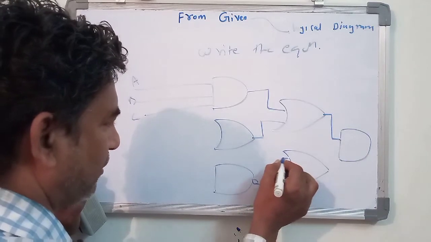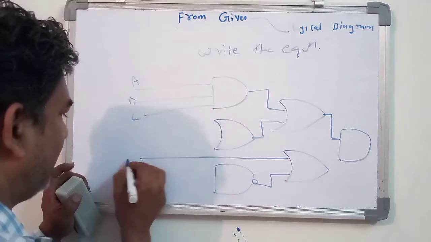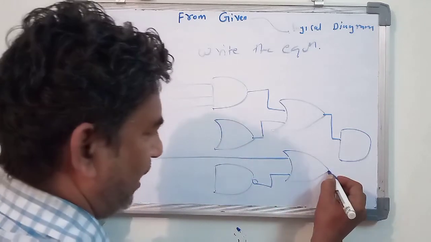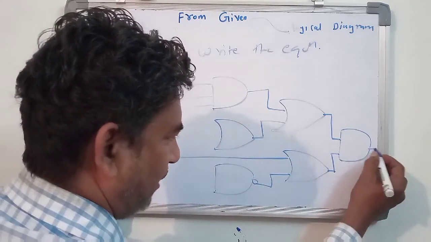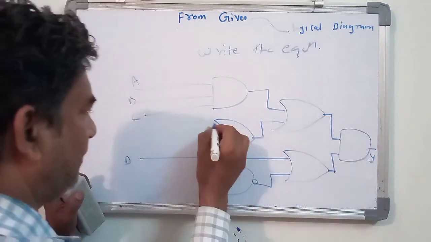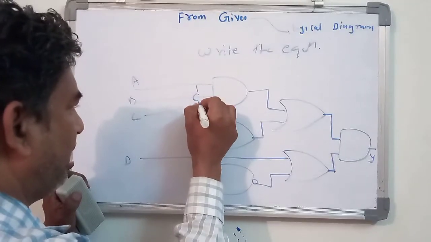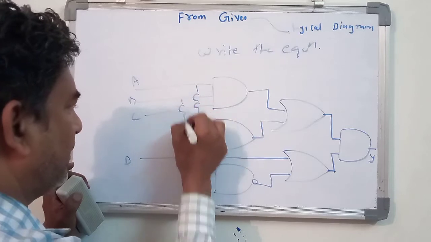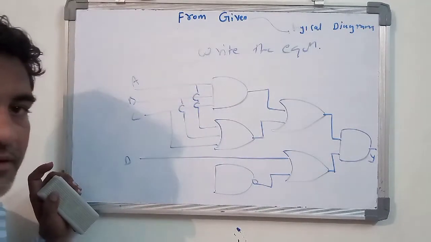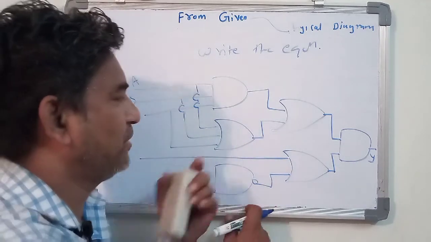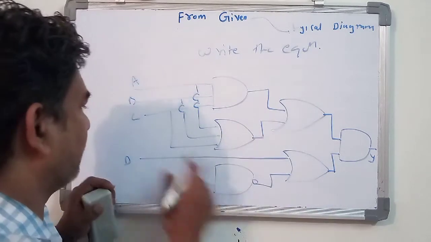This input is connected to the other one, that is D, and here the output is connected to this one and the output of the AND gate. Here you connect the A terminal, here you connect the B terminal, and here you connect the C terminal. Okay, so suppose this is the question given to you.